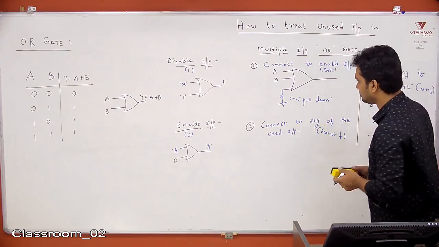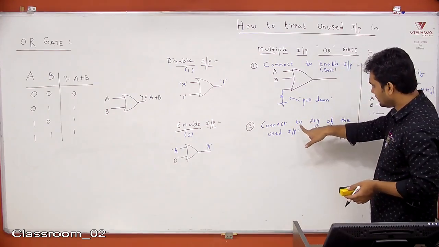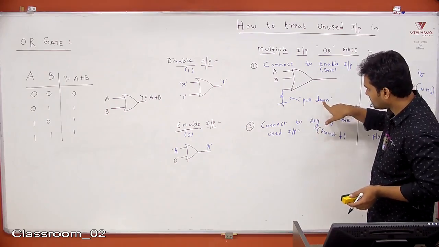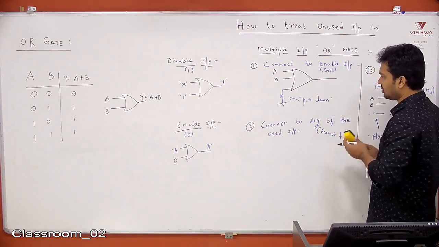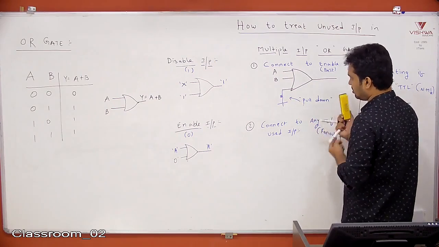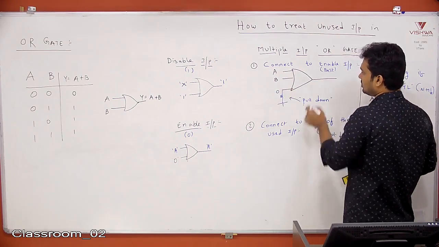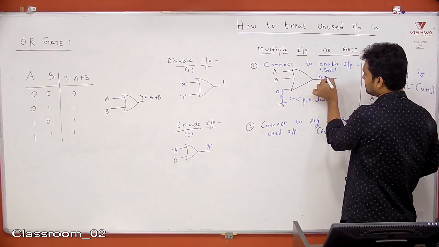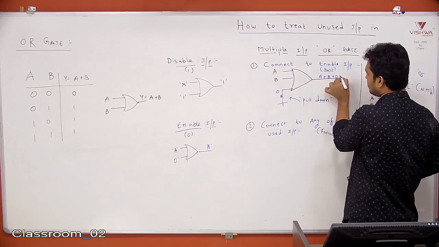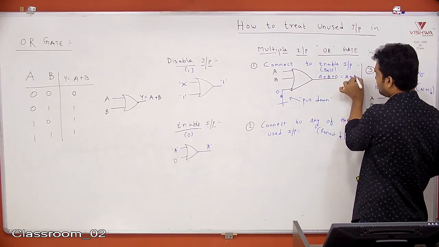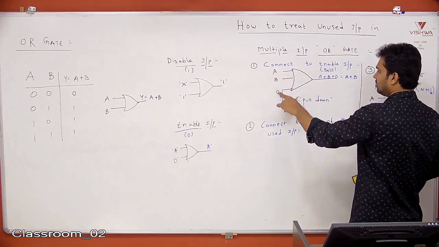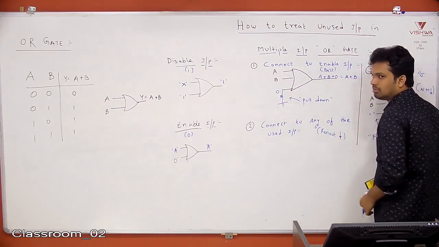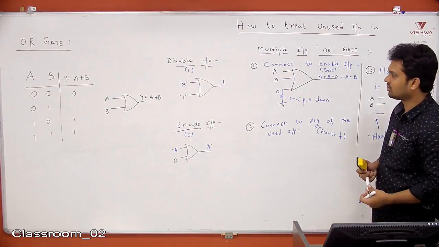Okay, next. Second one is when you connect to ground, we call it as a technical name pull down. So here logic 0. Then what is the output? A plus B plus 0, which is nothing but A plus B. In the 3 input, it is working like a 2 input OR gate. So that is the first case.